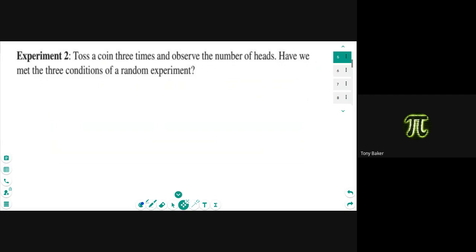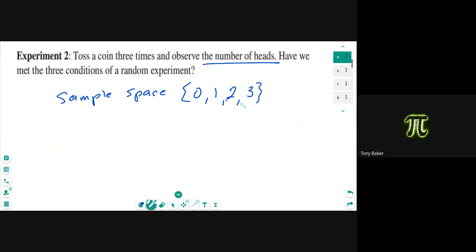So the sample space is all of my possible outcomes. My outcomes here, I'm observing the number of heads, correct? So my sample space: I could have no heads, I could have 1 head, I could have 2 heads, or I can have 3 heads. That's my sample space.